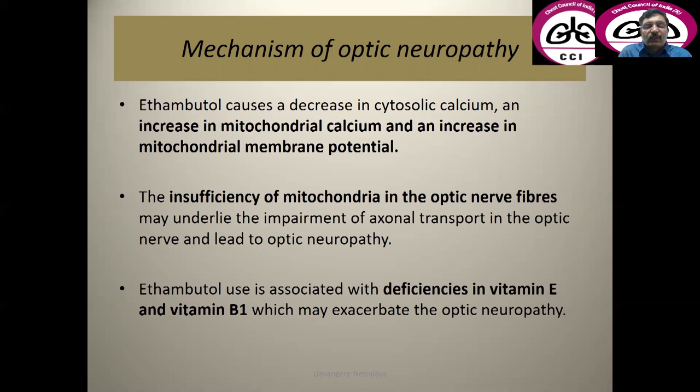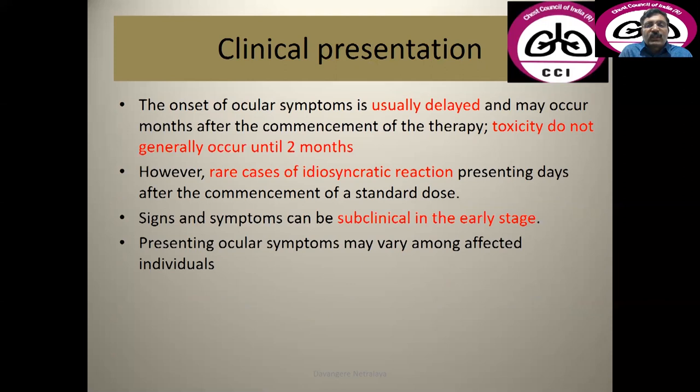Ethambutol usage may be associated with the deficiency of other vitamins like vitamin E and vitamin B1, which may exacerbate the optic neuropathy. What is the clinical presentation of patients with optic neuropathy? The onset of ocular symptoms is usually delayed, and toxicity may not be seen until 2 months after starting treatment. However, in rare cases due to idiosyncratic reaction, one tends to see these toxicity effects within a couple of days of starting the standard dose of ethambutol.